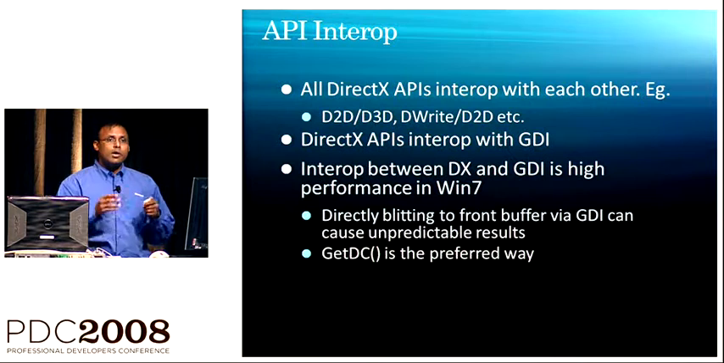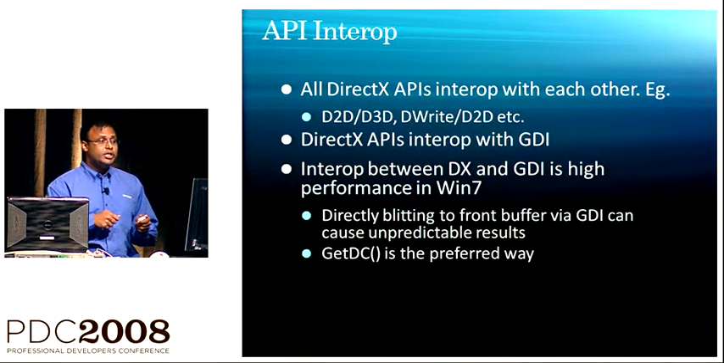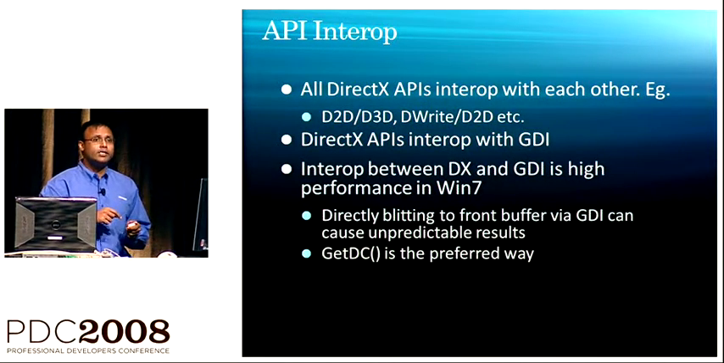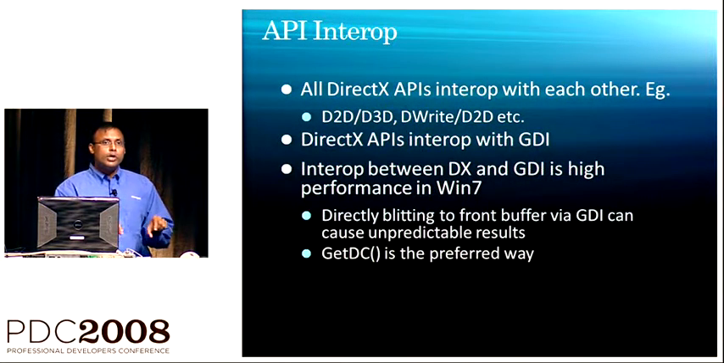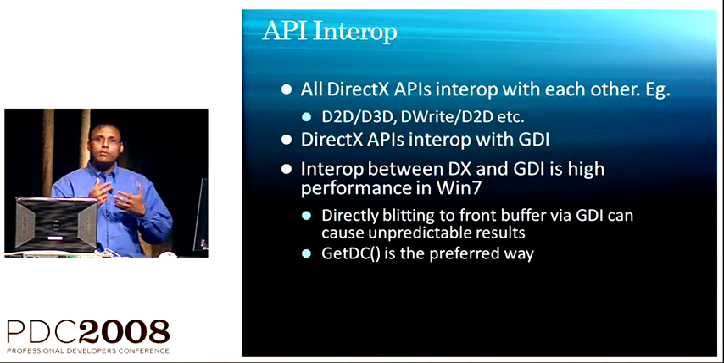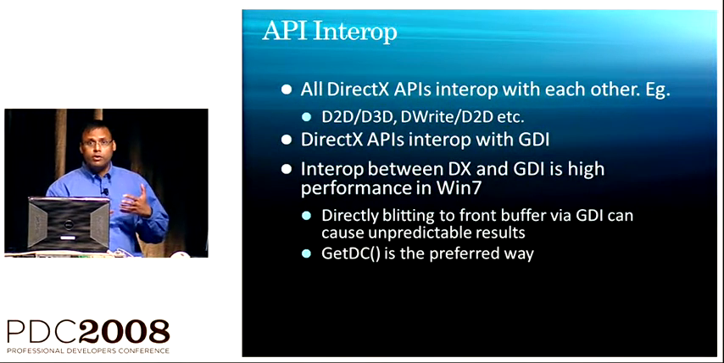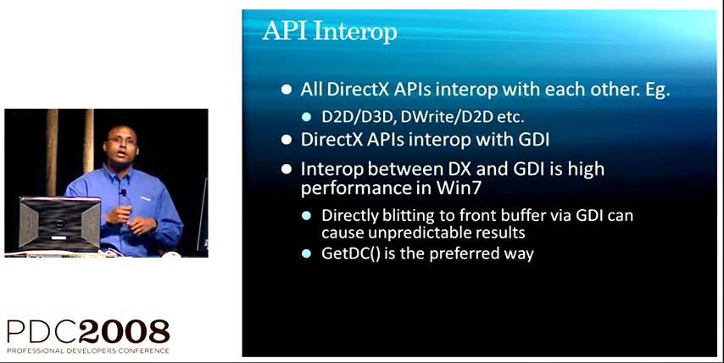We put in a bunch of effort in Windows 7 to make the interop between DirectX and GDI much higher performance. As you saw in the architecture slide that I showed you earlier, GDI and DirectX are really like two parallel stacks that come together at very low levels in the Windows subsystem. Therefore, if you are using both these APIs, it is really important to not directly blit to the front buffer using GDI, because these two are very parallel stacks, and you can get unpredictable results.